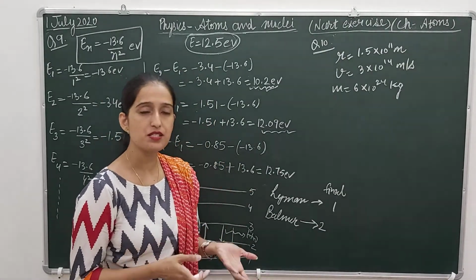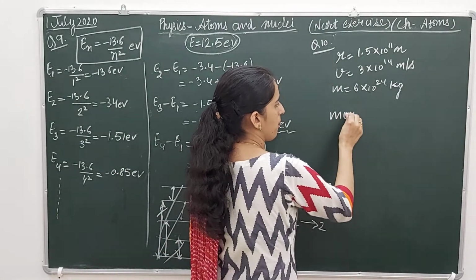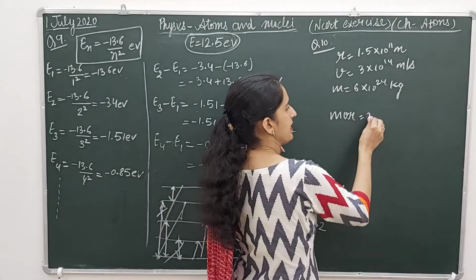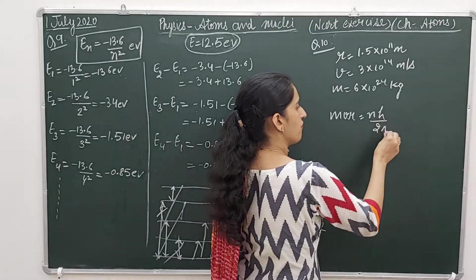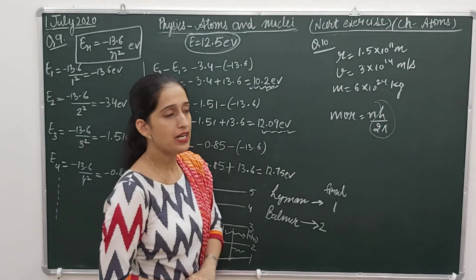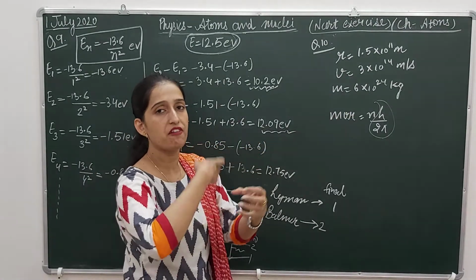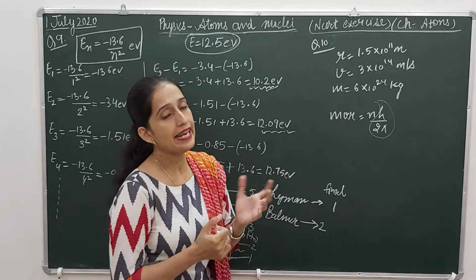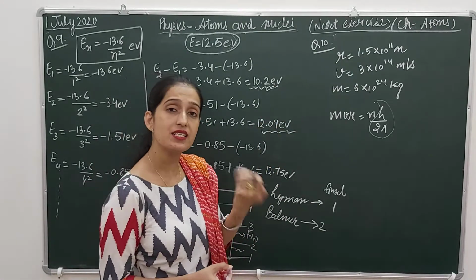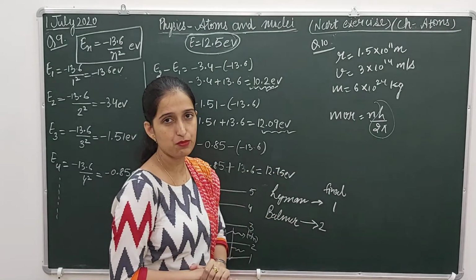According to Bohr's model, stable orbits are possible if the angular momentum of electrons is an integral multiple of h by 2 pi, where n is an integer. This rule is followed when electrons are revolving around the nucleus in different orbits. The same thing applies to the Earth. Earth is revolving around the Sun, and it is also going to follow the same rule.